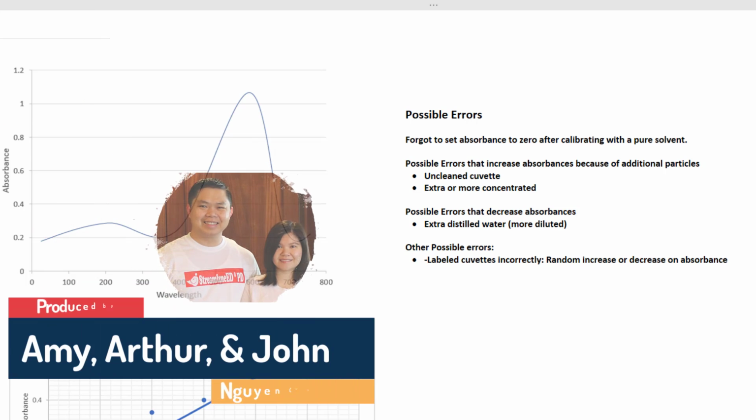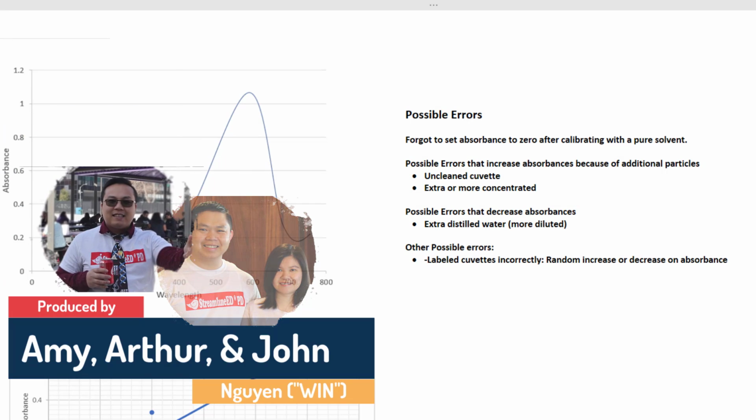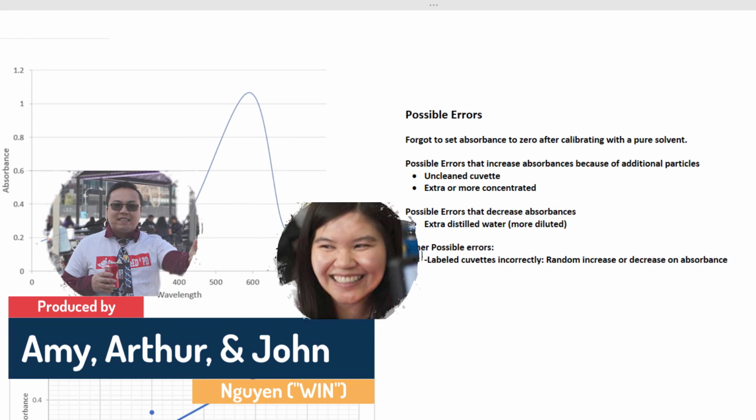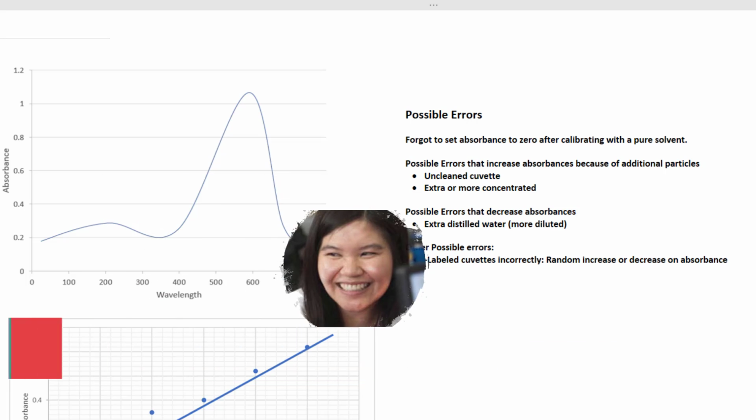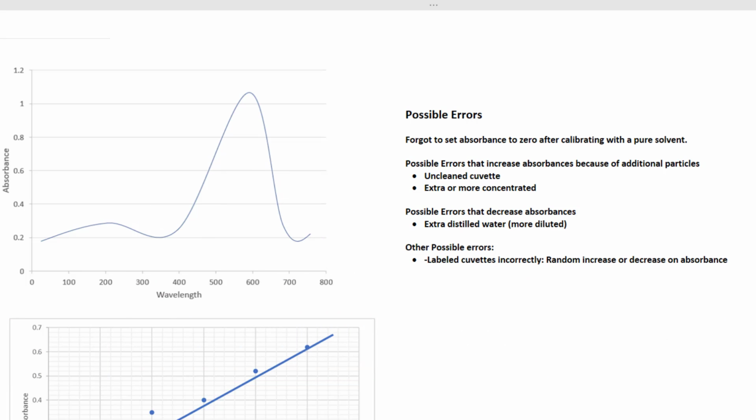In the previous lesson, we learned how to use a spectrometer to determine the concentration of any solution. Now, in this lesson, we are going to look at the possible errors that may occur and cause errors in our data. Well, first of all, we have this graph right here.